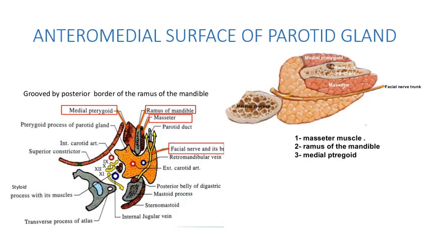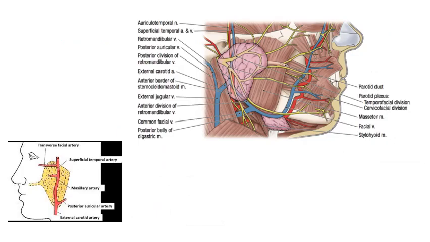Next, we will focus on the anteromedial surface. The anteromedial surface of the parotid gland grooves the posterior border of the mandibular ramus and is also related to the muscles attached to the ramus, those are masseter and the medial pterygoid. There are some structures related to the anteromedial surface. We'll see them one by one.